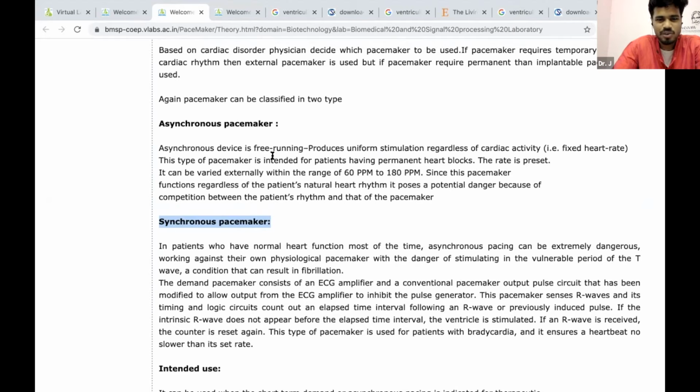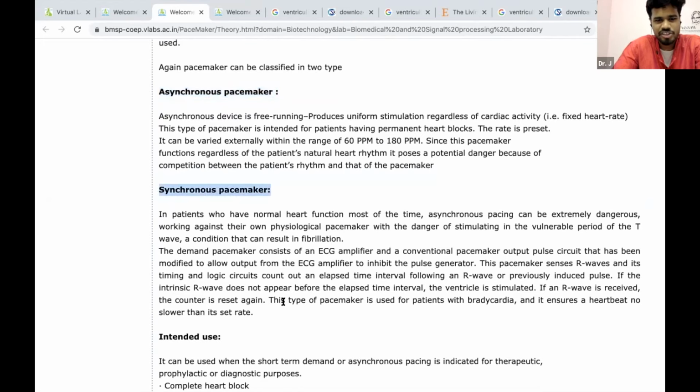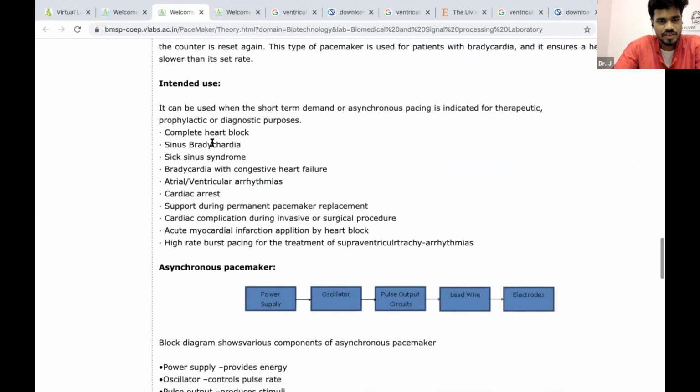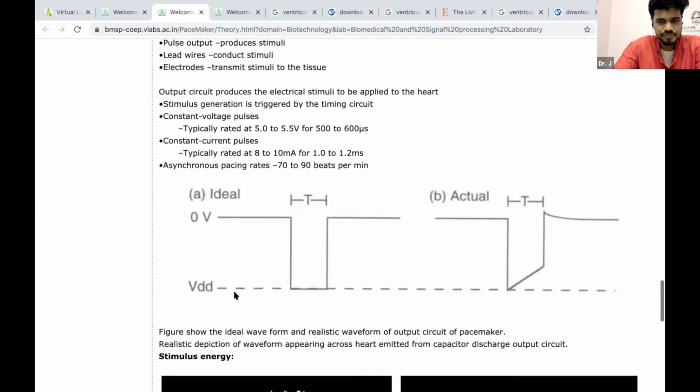It says the SA node is totally gone, with nothing from the heart to interfere with the pacemaker, so it determines the rhythm. A synchronous pacemaker tries to hear from the heart where it is, and if the heart fails, it tries to pace. Roughly, we have complete heart blocks, SA block, AV block, then too fast, too slow. Ventricular arrhythmias, you don't use it. Atrial arrhythmias, you use it, and things like this.